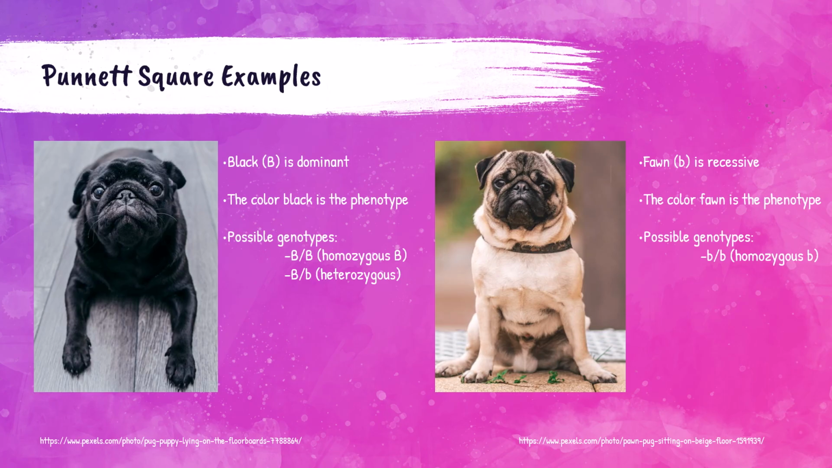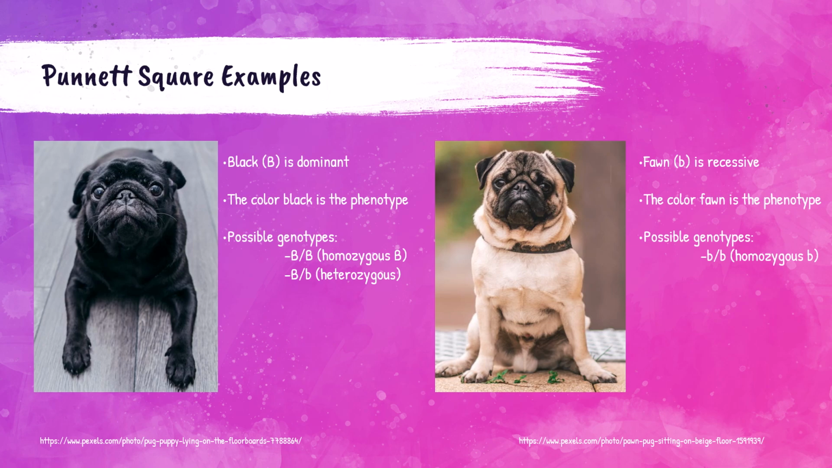In purebred pugs, there are only two color types. You can either have a black purebred pug or you can have a fawn purebred pug. So the color black is the phenotype and the color fawn is the phenotype. Genotypes are different, but phenotype is what you see, what it expresses. Black is considered dominant, and the allele for the black color is big B. Fawn is considered recessive, so little b.